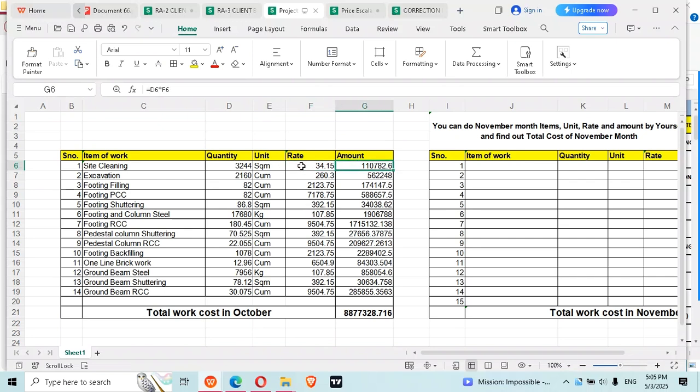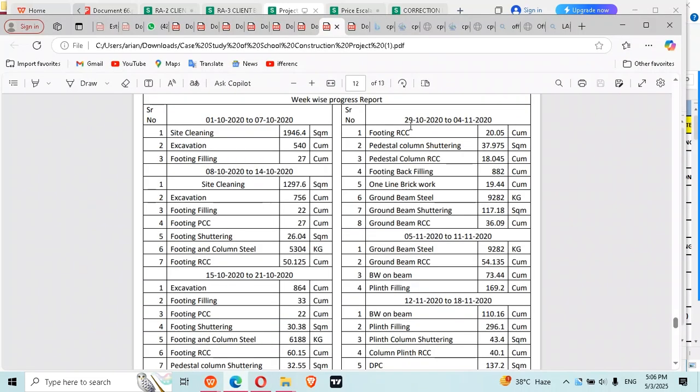Just what you should do, you should multiply quantity by rate, so you will get the amount, and this is the total cost in October month. For November month, on the same basis, you should go and write all items here, and then quantity, and then the rates in units like this one for November month. And if I tell you for these 4 weeks, this is November month.